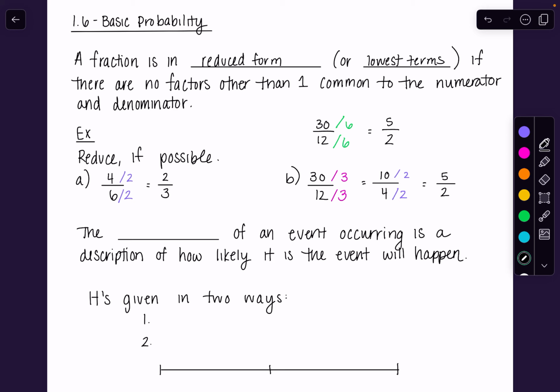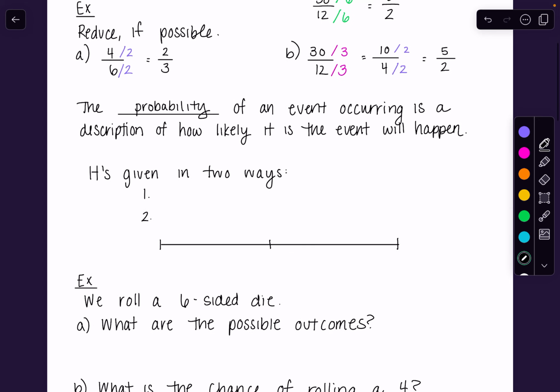Okay. So now we're going to be working with fractions a ton because we want to talk about how likely it is for some event to occur. And that's exactly what the probability of something tells us. So the probability of an event occurring is a description of how likely it is that event will happen. So you're going to express this in one of 2 ways. So if you think about the chance of an event, you could think of it as a percentage. So it could be given as a percentage between 0 and 100.